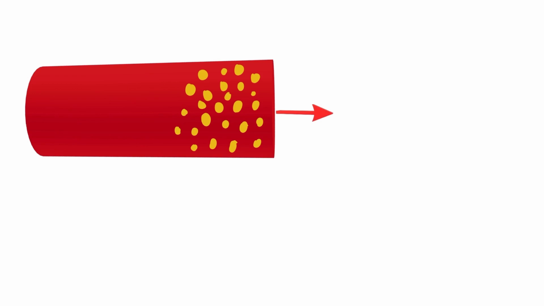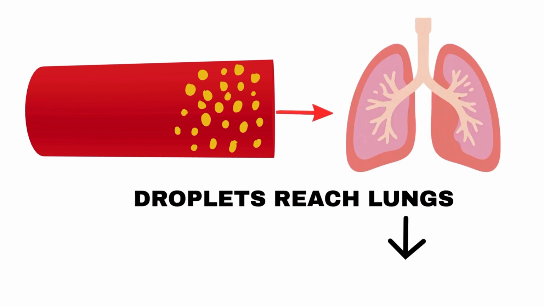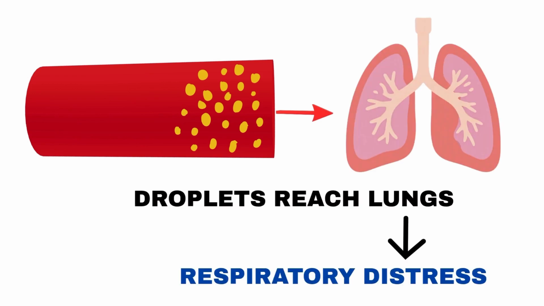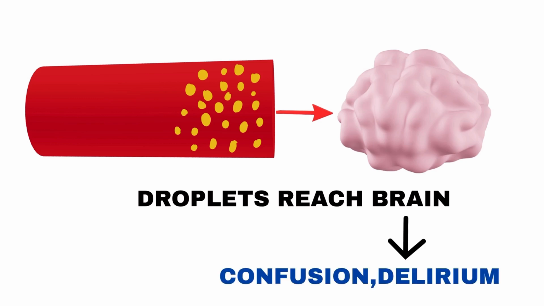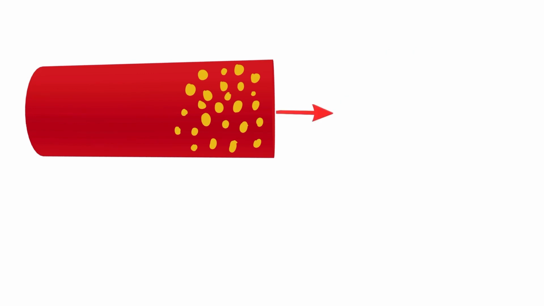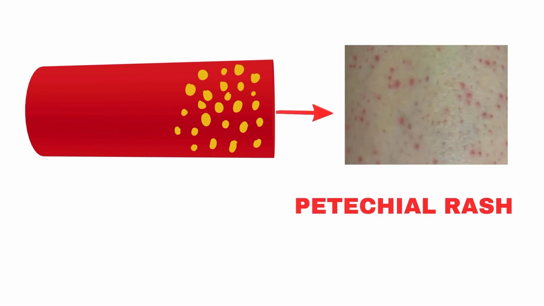Now, these fat droplets from the circulation lodge in the lungs, and this causes respiratory distress that may be tachypnea, breathlessness. Along with the lung, these droplets also lodge in the brain, and this causes CNS symptoms like confusion, delirium, etc. And it also causes a petechial rash, mainly in the upper chest region, axilla region, and conjunctival region.